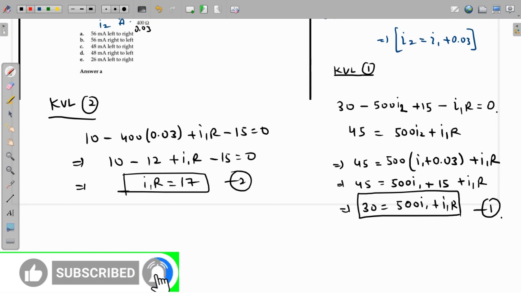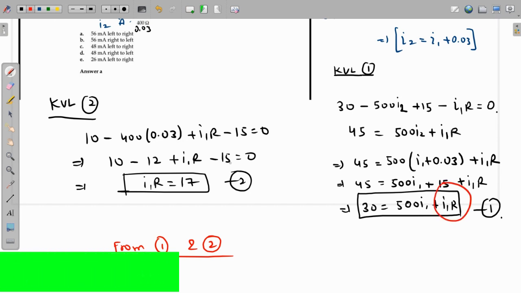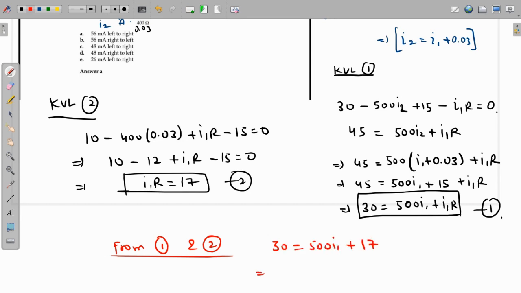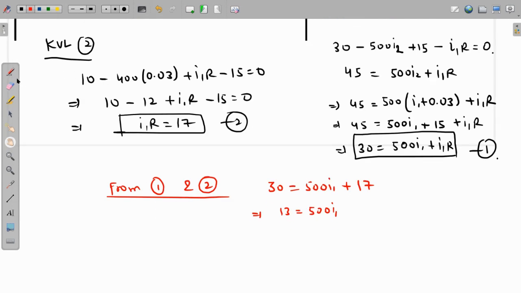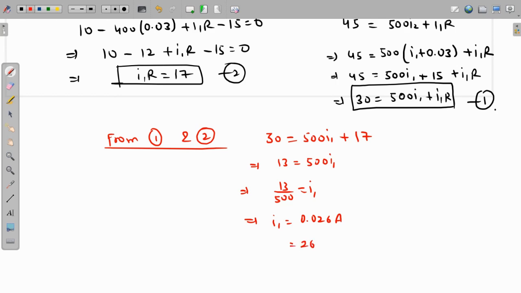So from first and second, we can easily replace this I1R with 17, from equation 1 and 2. So that's going to be 30 equal to 500 I1 plus 17. Subtracting both sides by 17, we have 13 is 500 I1. So the value of I1 comes out as 13 over 500. It's 0.026 ampere, or it can also be written as 26 milliampere. Not sure which current they were interested in.